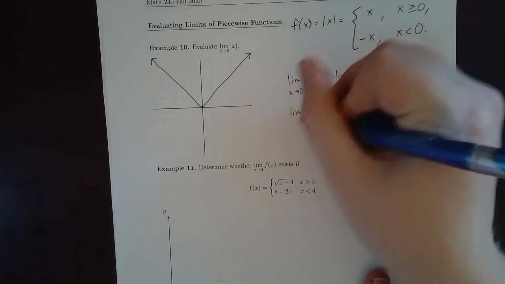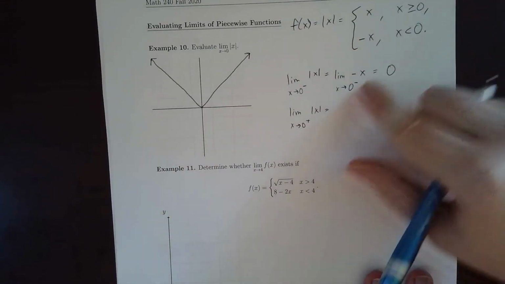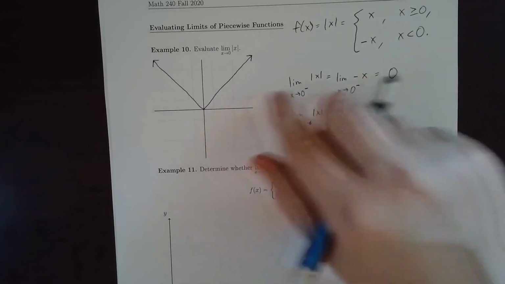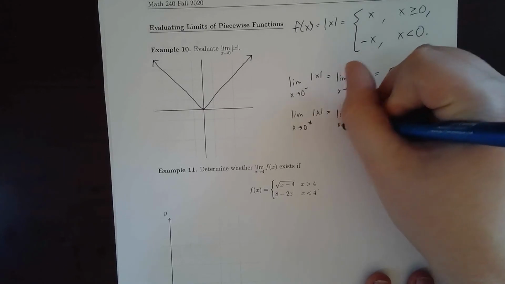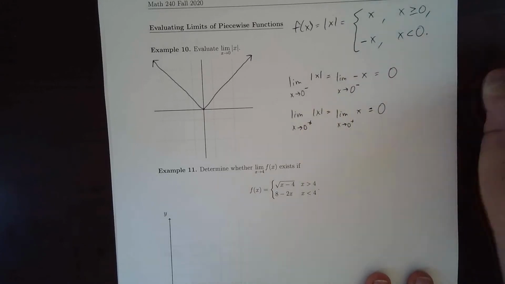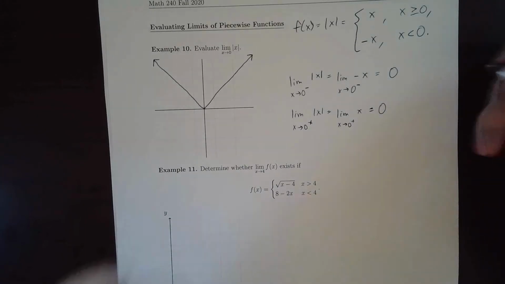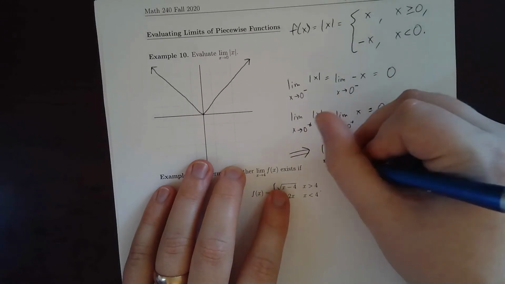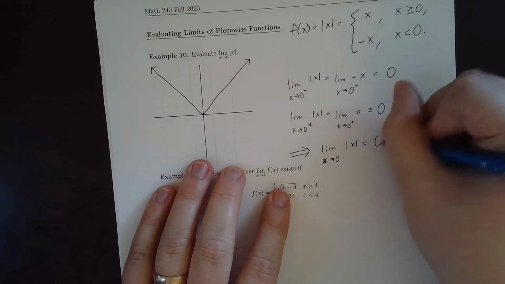If we wanted to look at the limit as x approaches 0 from the right of the absolute value of x, because we're on the right-hand side of 0 and we're greater than 0, we'll be looking at just x being how we define the absolute value of x. So we have the limit as x approaches 0 from the right of x, and again, this will just be a simple substitution of 0. And so your limit on the left and your limit on the right exist, and so this tells you that the limit overall as x approaches 0 of the absolute value of x equals 0.